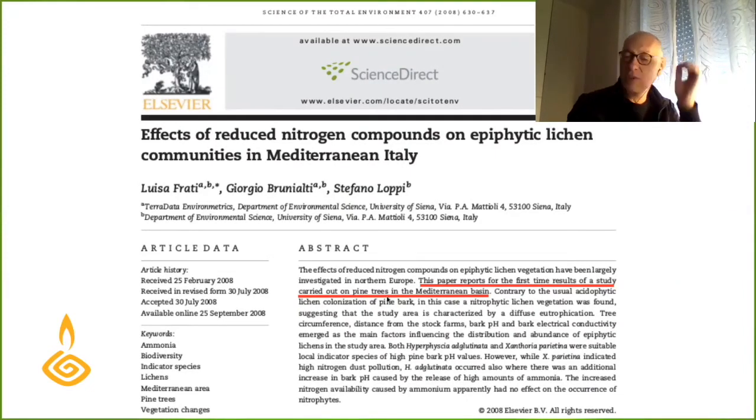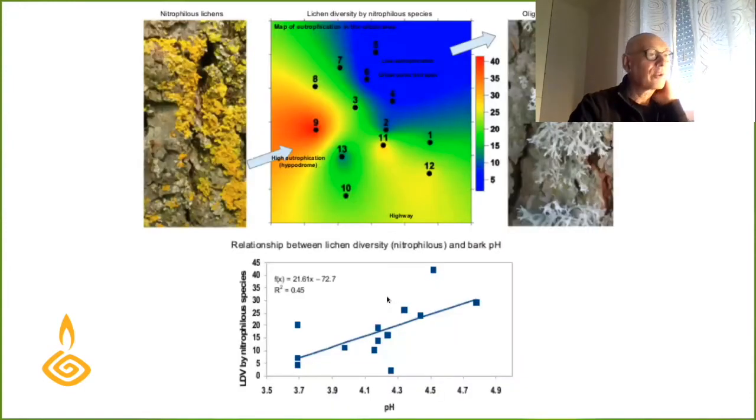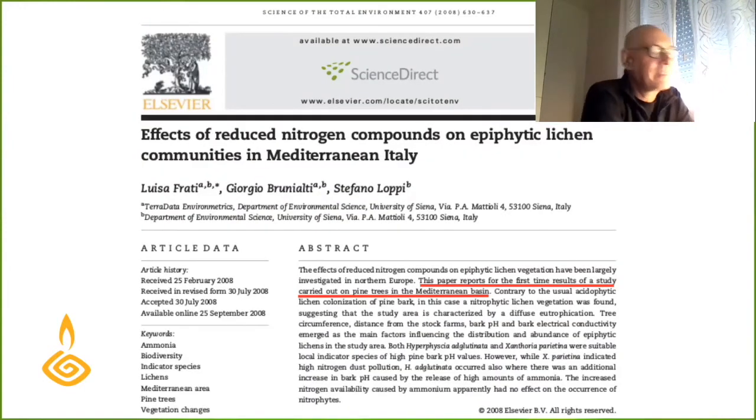Why pine trees? Because, okay, this is another slide. If you have a species with a very, very low bark pH, like pines, on the order of 3 to 4 pH, and you find nitrophilic species, which are typical of trees with a very high bark pH, there is something strange. And you can start to measure the effects of nitrogen compounds on these trees in this area. That's what we have done here using pine trees.